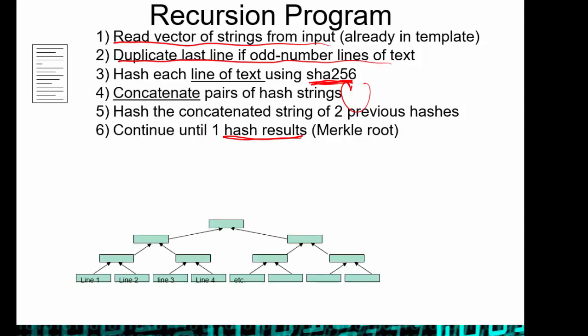Remember, here's my Merkle tree. You've got all these lines of text that are read in from the screen. Again, you're going to create a hash of each, and then you're going to concatenate them together, until you end up with this one single hash at the top. That's the Merkle root, and your function is going to return that.